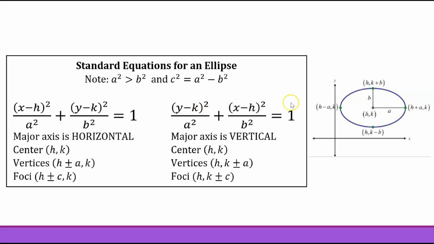As opposed to this formula over here, which is (y minus k) squared over a squared. So a is the bigger one. a corresponds to y now.